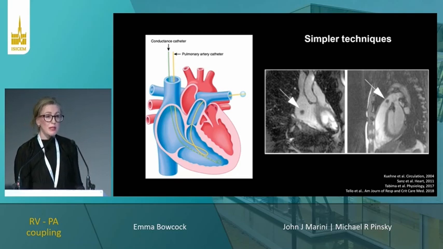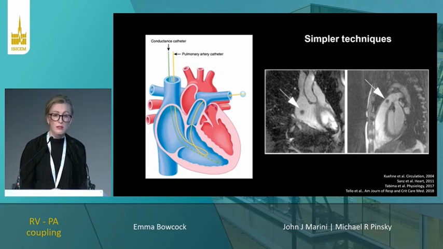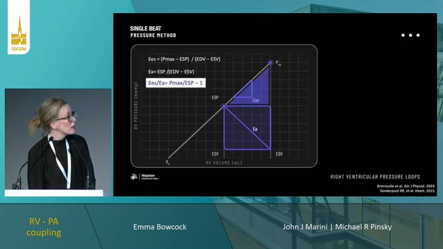But of course, these multi-beat techniques are quite difficult, and to bridge that gap between bench and bedside, we need simpler techniques. And using PA catheters rather than RV conductance catheters, and using MRIs to derive volumes, have been looked at over the last decade or so.